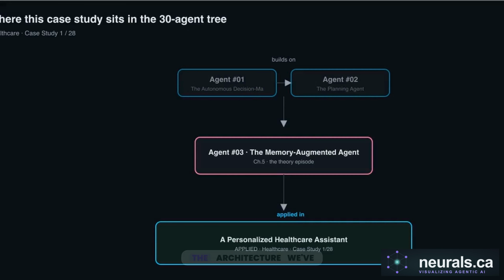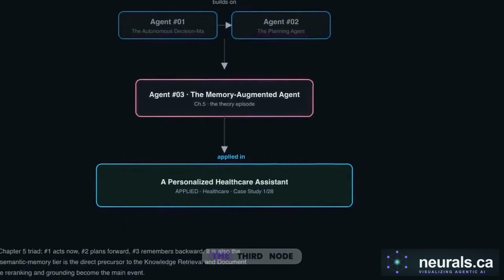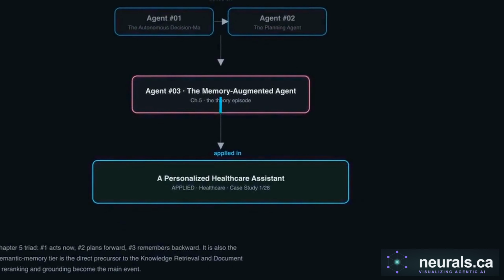This tree maps the architecture we've built so far. We are leaving the theoretical whiteboard and entering a live, applied clinical loop. We're deploying the third node in our triad. We are applying the Memory-Augmented Agent to operate as a personalized healthcare assistant.